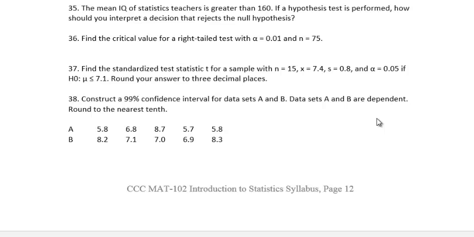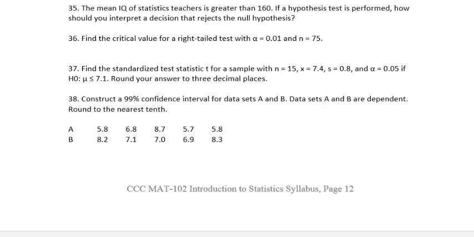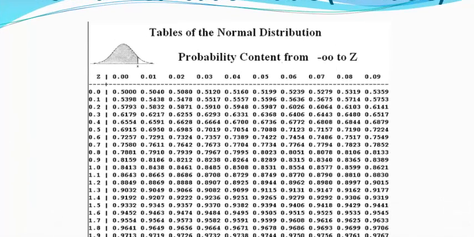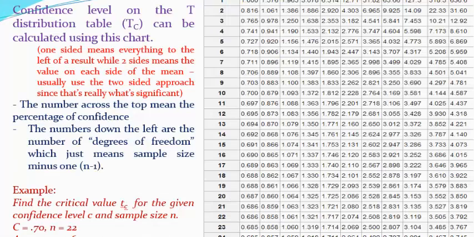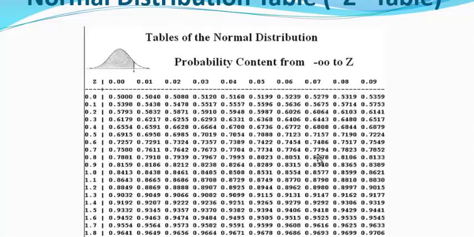Okay, 36. Let's see. We've got to find the critical value for a right-tailed test. It's one-tailed, with an alpha of 0.01, that's 1%, and an n of 75. Since the number is more than 30, we're going to use the z-table, the normal distribution table. Remember, if it was less than 30, we would use the t-distribution table. We'd use the t-table, but we're going to use the z-table here.